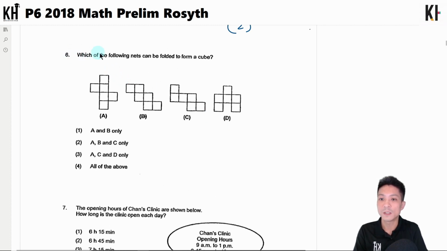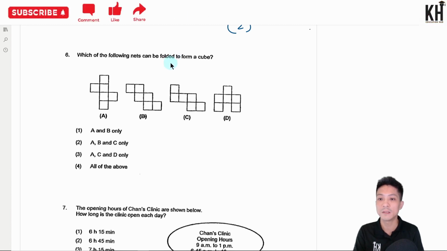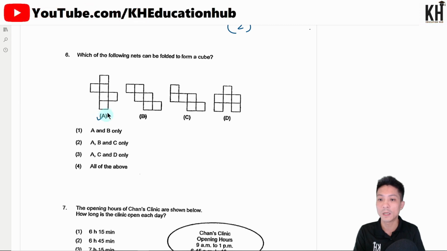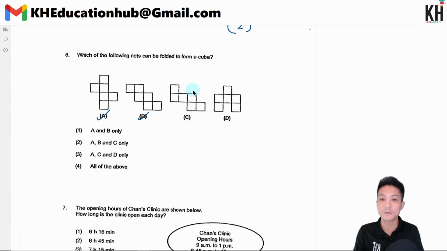Okay, question 6. Which of the following nets can be folded to form a cube? Okay, so for netting kind of question, you'll use your imagination to try and fold it into a cube. Number 1, A, yes you can. Okay, B, you also can. C, this will fold. C, I would think it is possible also.